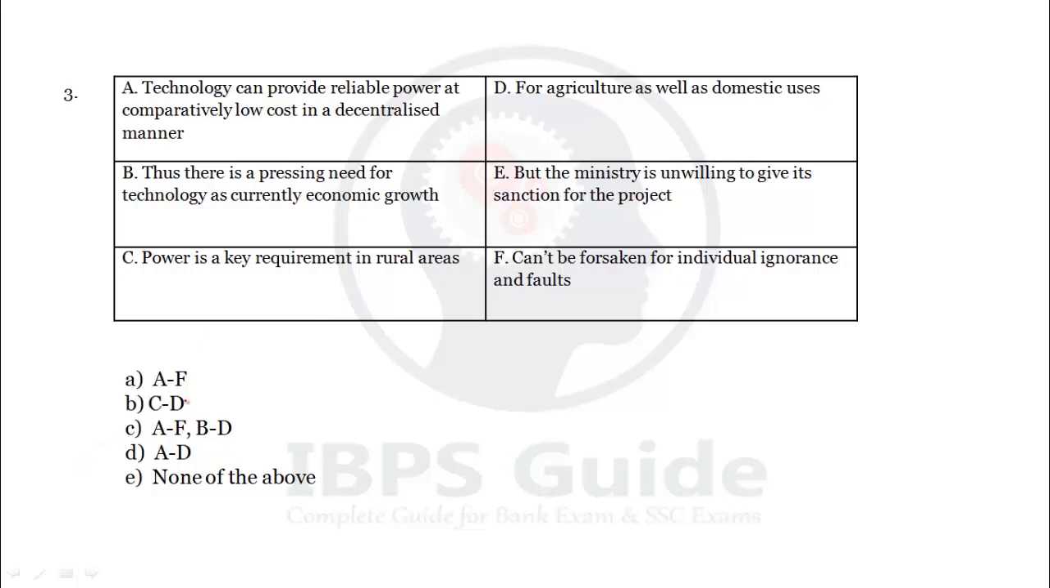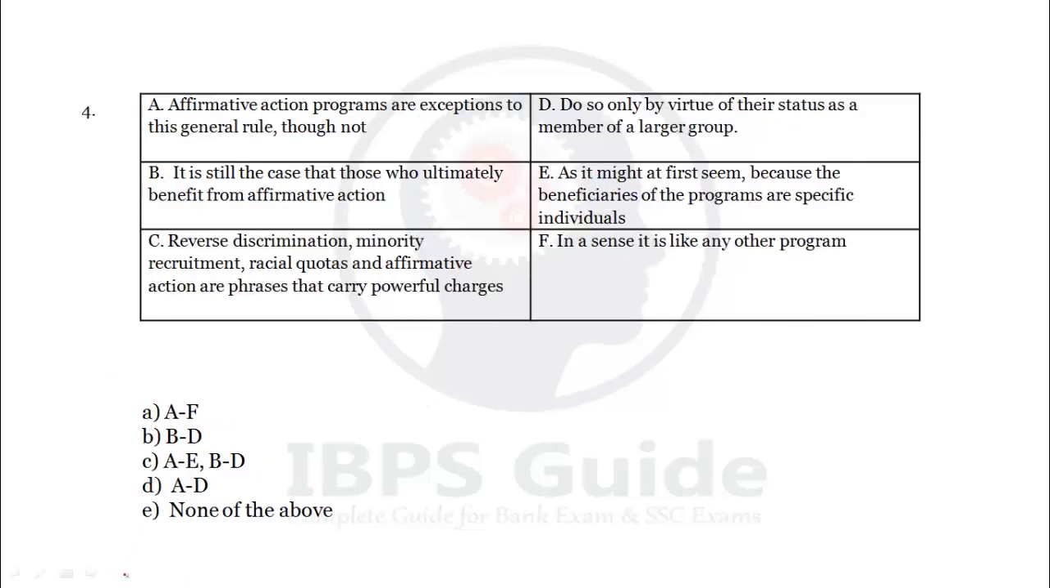So C and D can be our answer, but AF is not the correct option. A and D: technology can provide reliable power at comparatively low cost in a decentralized manner for agriculture. No, so A and D is not the correct option. Our answer will be C, guys, extremely sorry. Our answer will be C and D. Power is a key requirement of rural areas for agriculture as well as domestic uses. Let's move to question number 4.